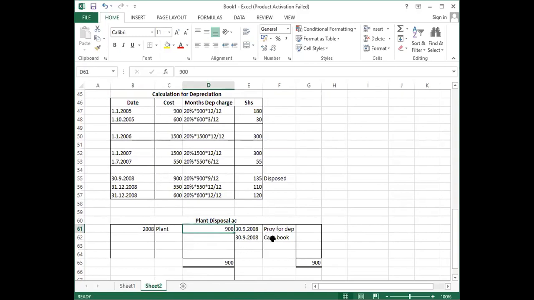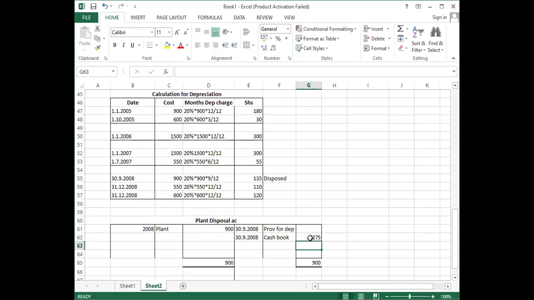What is the provision for depreciation? Or what amount did we receive in short? What amount did we receive for that disposal? We sold a machine for how much? 275. Therefore, that 275 is credited in the plant disposal account and debited where? In the cash book, right? Debit the cash book because we have received, credit the disposal account.